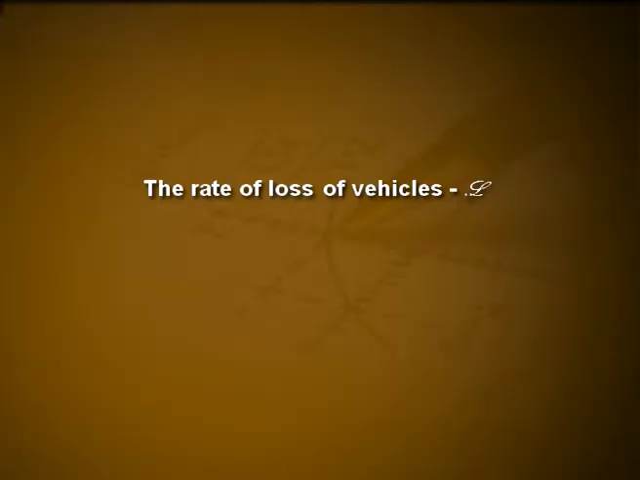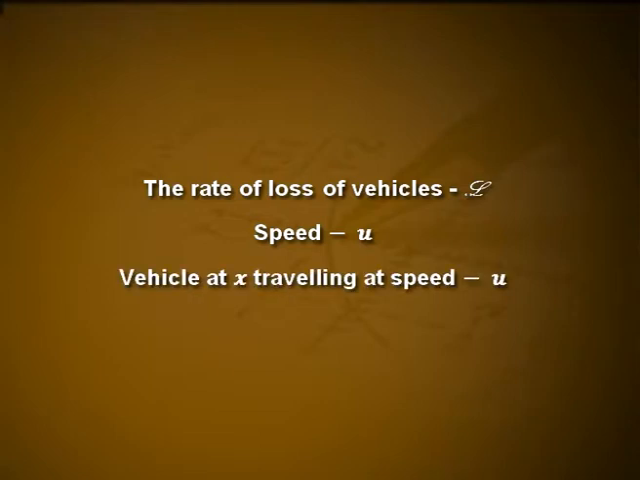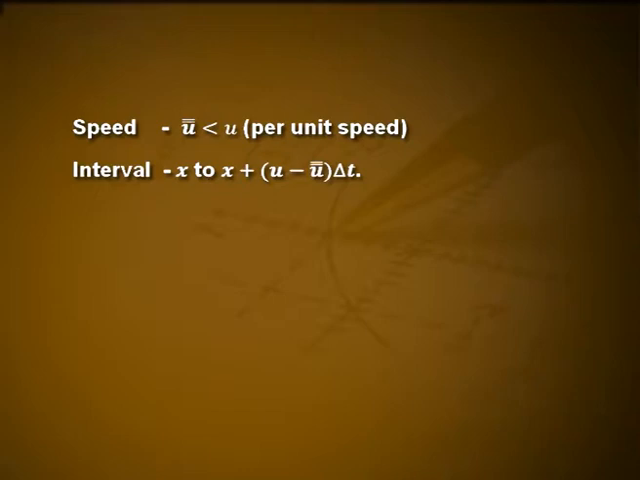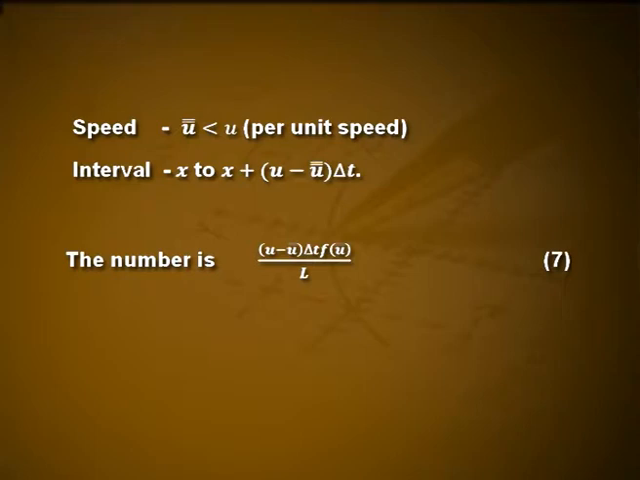Let us now compute the rate of loss L of vehicles from speed u due to their overtaking a slower vehicle. Let us again consider a vehicle at x travelling at speed u and consider the number of vehicles having speed u double bar less than u per unit speed in the interval x to x plus (u minus u double bar) into delta t. The number is (u minus u double bar) into delta t f of u double bar by capital L.